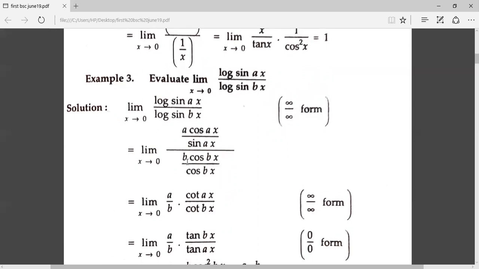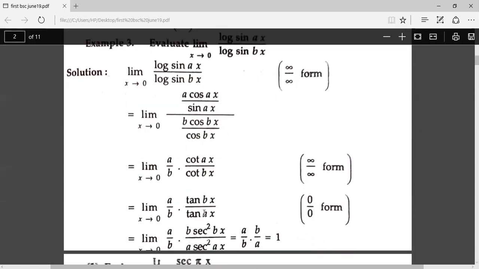Next, a by b is there, and sin bx comes to the numerator. So you get cos ax divided by sin ax, which is cot ax, and here cos bx by sin bx is cot bx. So I express this in terms of cot here. Next, write cot in terms of tan, because it is again infinity by infinity form.